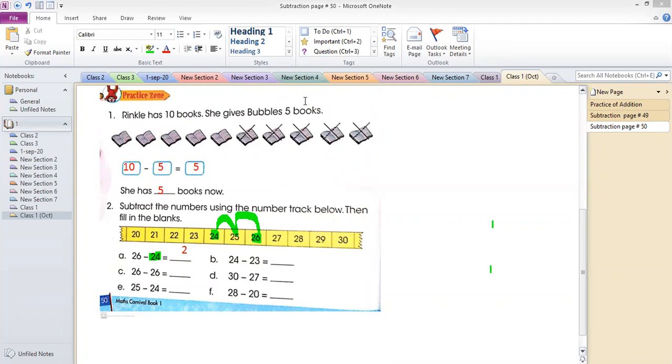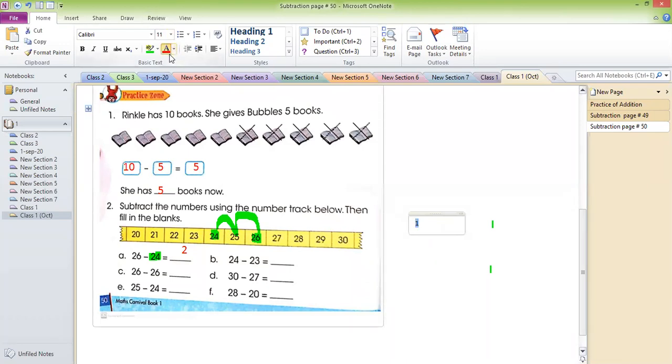Yes, Amir. 24 minus 23 equals what? Check with the number track. Very good, 1. How do you know this is 24? You go only one step back to reach 23. How many steps do you go back? 1. So you say 24 minus 23 equals 1. Very good. So I will write here 1. 24 minus 23 equals 1.